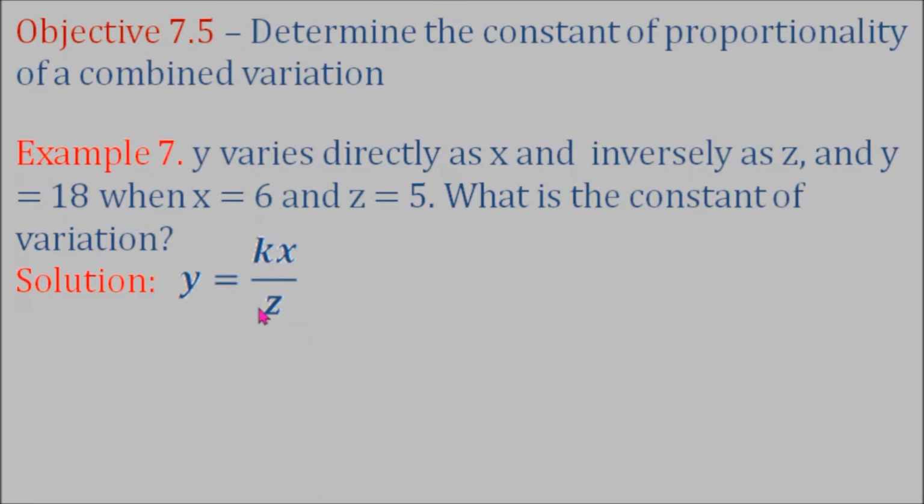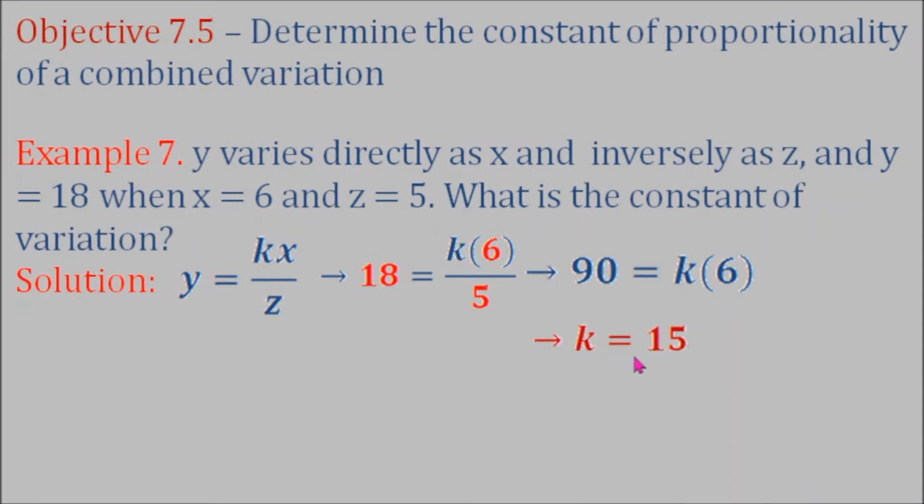Substituting these numbers into our equation, this is what we get. 18 equals k times 6 over 5. Now 18 times 5 is 90, so we have 90 equals k times 6, and dividing both sides by 6, we have k equals 15.